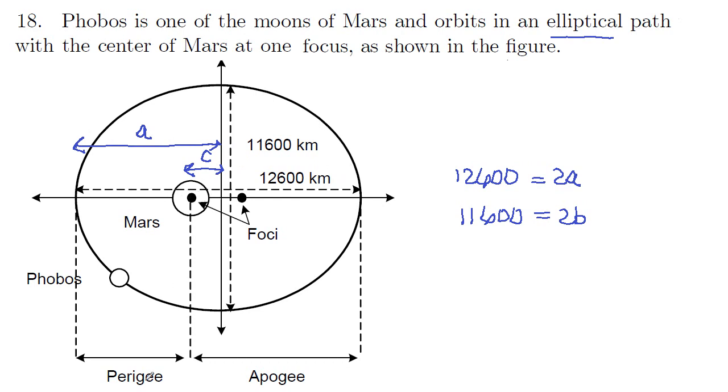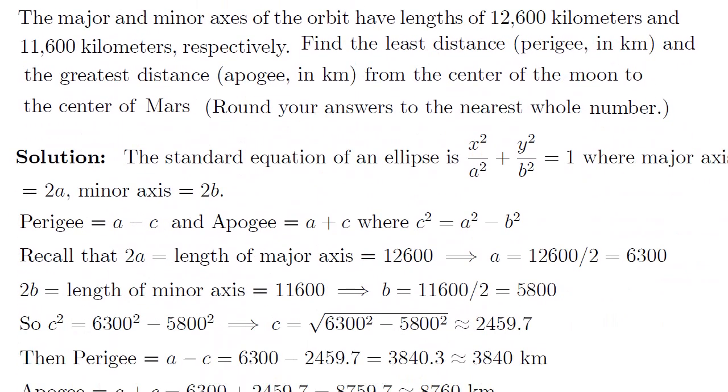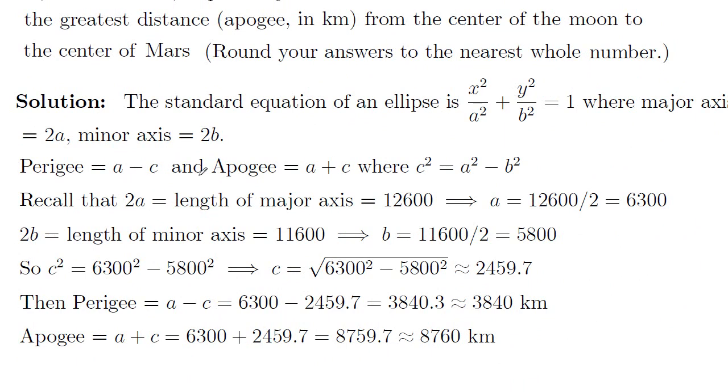That means the perigee, the distance from Mars to that edge, is going to be a minus c. On the right-hand side, this much is a, and this much is c, so the apogee is a plus c. So that's what I've got here. Perigee is a minus c, apogee is a plus c. The way you find c is it's almost a Pythagorean theorem. c squared is a squared minus b squared. It's got a minus instead of a plus.